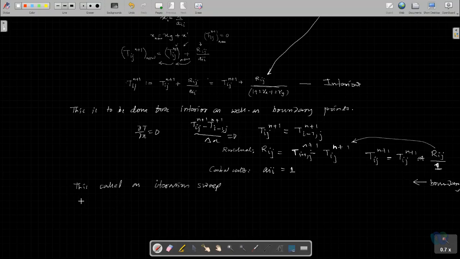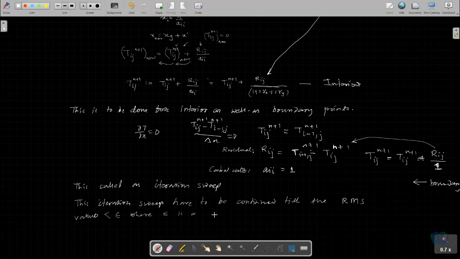And this is called an iteration sweep. And this iteration sweep has to be continued till the RMS value, root mean square, is less than some epsilon, where epsilon is a small number nearly equals to 0.